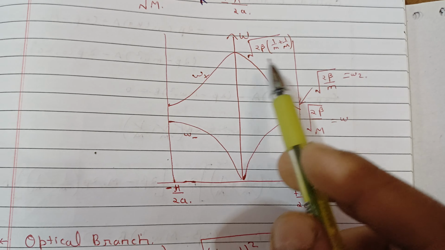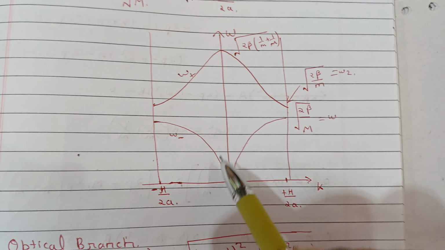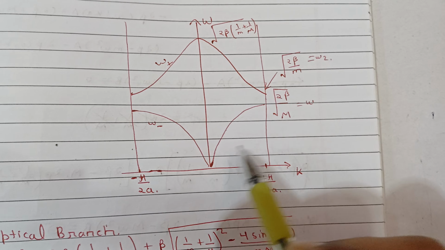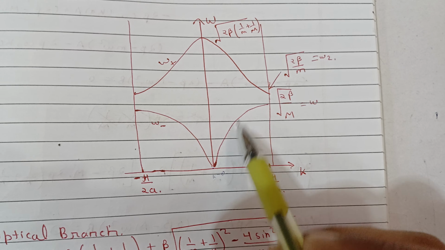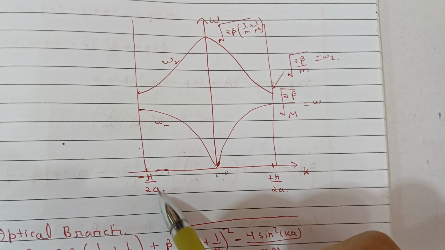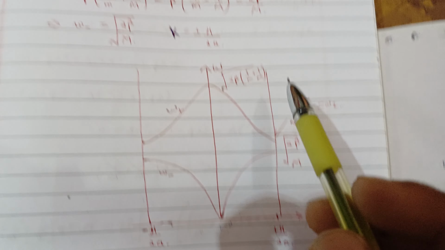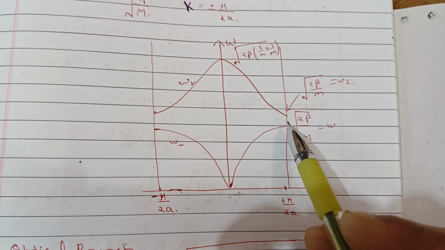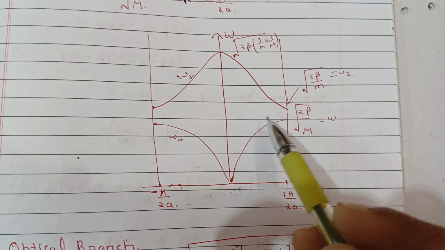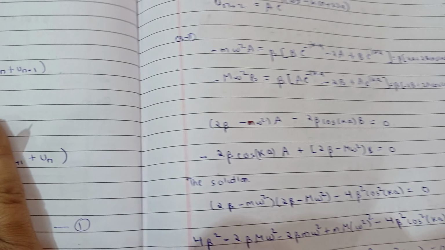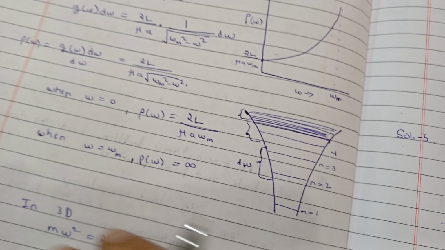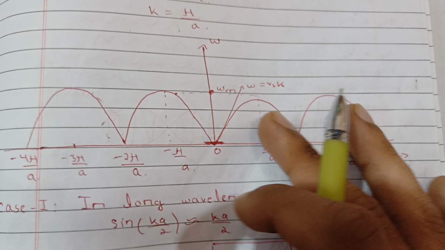Just forget this upper side, it's for the optical, we will study it later. Just see below this line, this graph is 0 at k equal to 0. This is for the acoustical branch, and at pi by 2a we are getting the maximum frequency, that is root 2 beta by M. We just calculated it from here, so we'll get something like this curve, and this curve is the same as we have studied for the monoatomic vibration. Let me show you. This is just like what we get for the monoatomic.